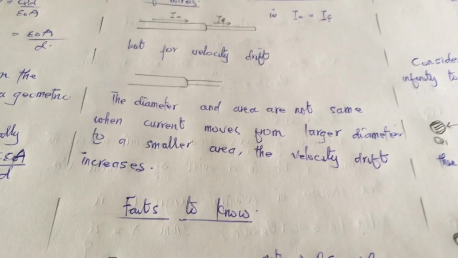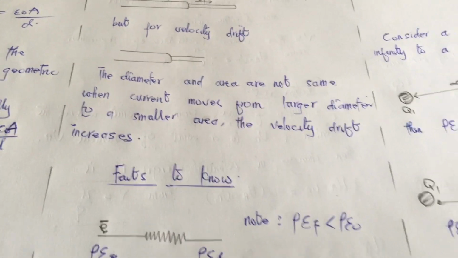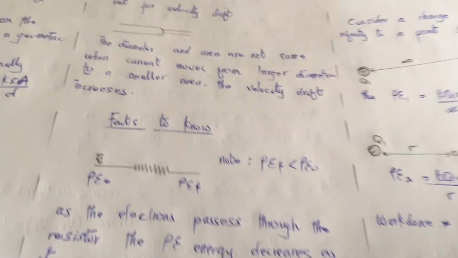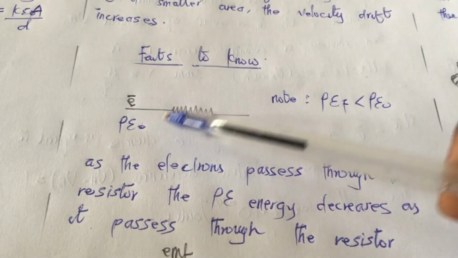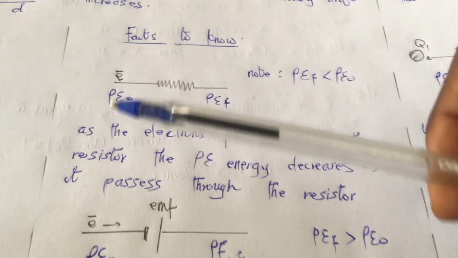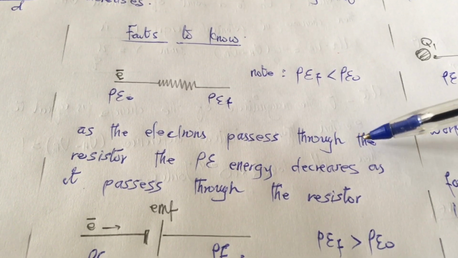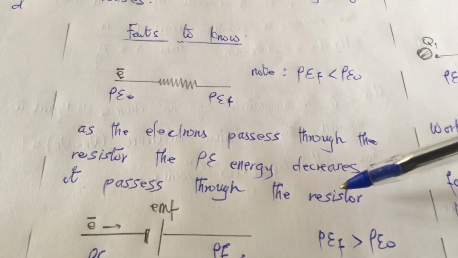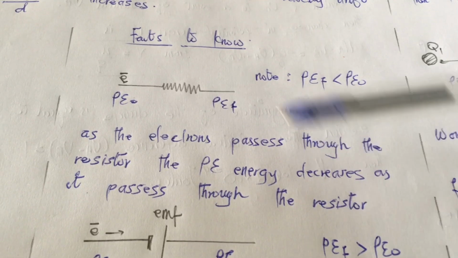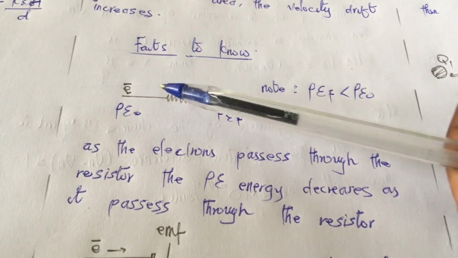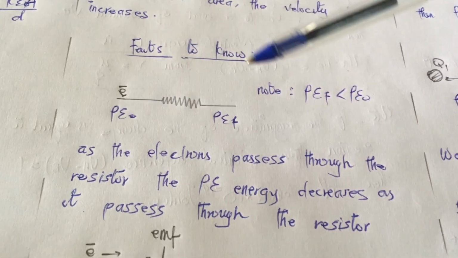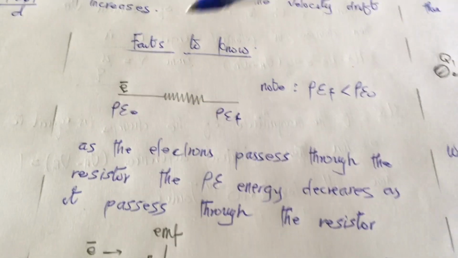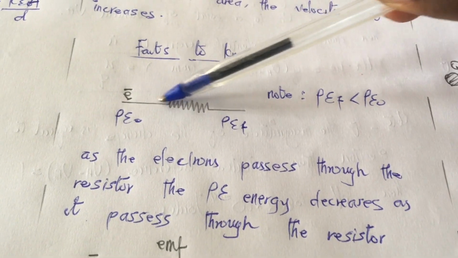Okay, so now let's consider this fact. Again, there's another thing that you should also know. Here is our potential energy. As the electrons pass through the resistor, the PE decreases. All they are trying to say is that we have one potential energy on this side, and another potential energy on this side. You can consider this one to be the current that is passing through.